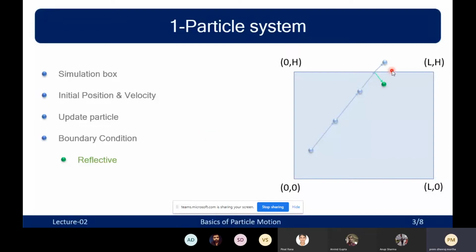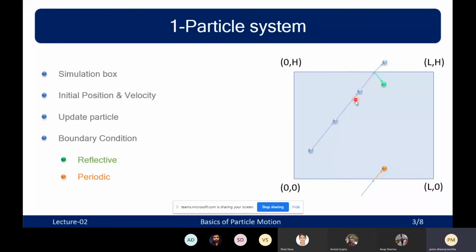The first one is bouncing the particle back into the system whenever it reaches the boundary. So I have not let the particle go out from here. Instead, I have deflected the particle to bounce it back into the system. And the second way is to allow this particle to escape and bring in a new particle, a substitute particle, into the system in the place of the particle that we have lost.